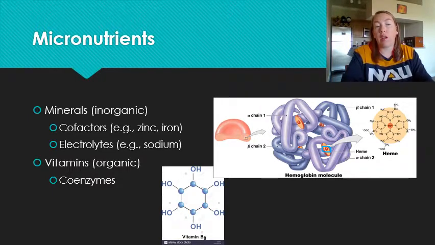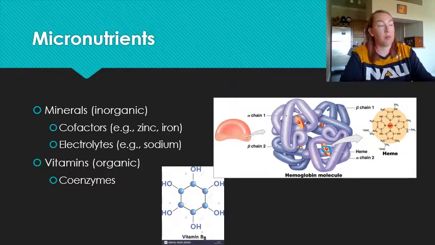Minerals also provide us with electrolytes, such as sodium and potassium, both of which are very important for nerve and muscle function.